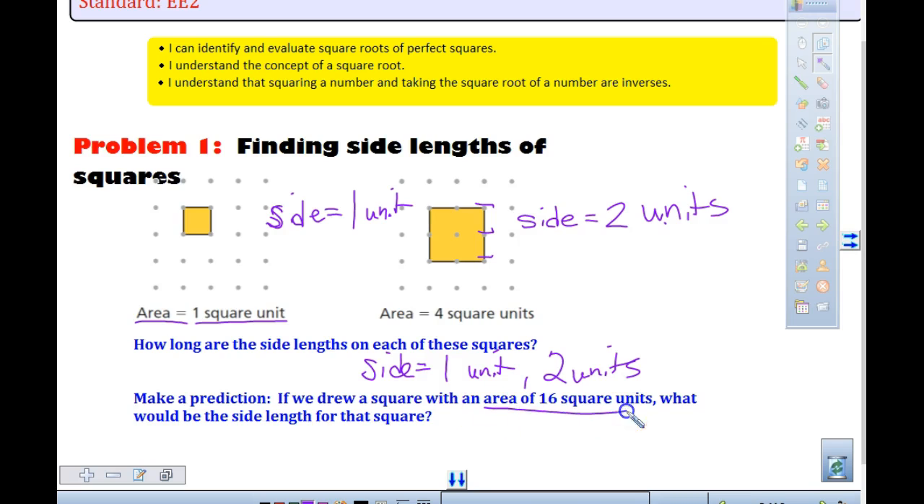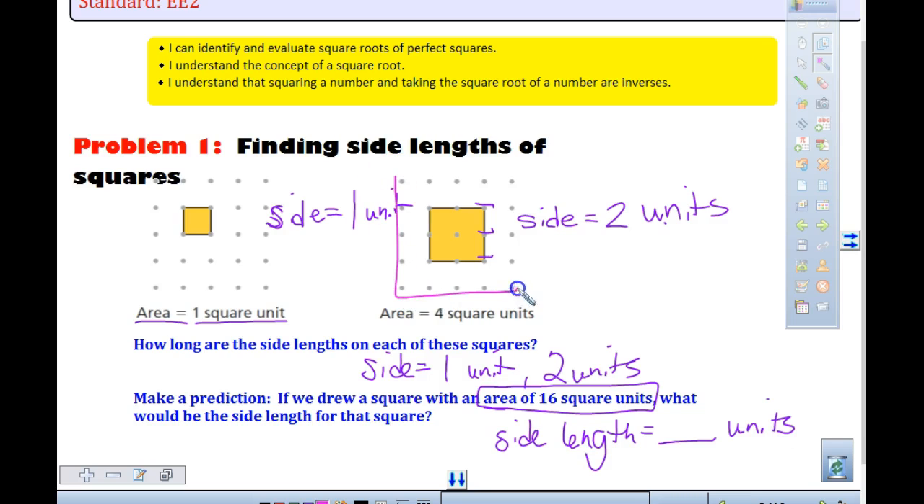If the area was 16, so it's this whole big square, right? 16. What is our side length? Please write it down, put side length. Check with the person in front of you or behind you and see if you agree. You might check with both. Did you have, if it's 16, what did you have for the side length?